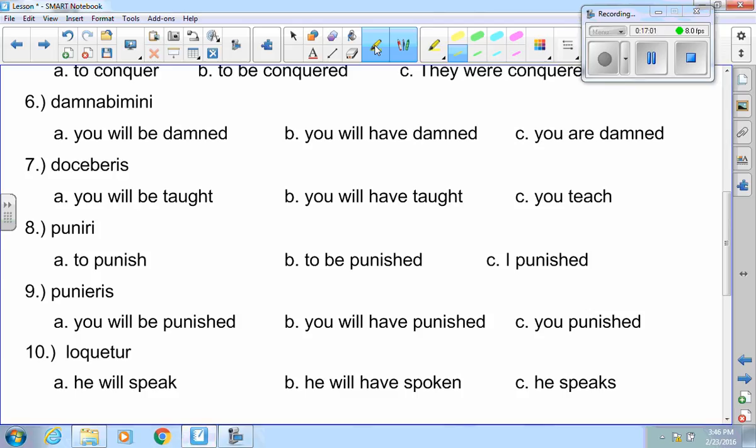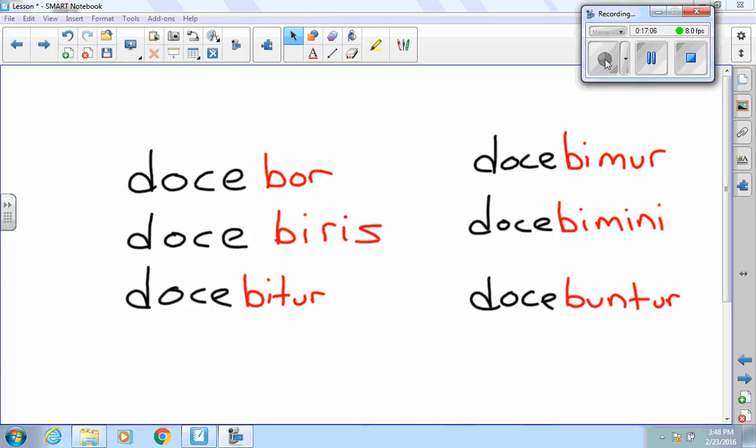We haven't really talked about the docaberas. I want to look at that real quickly. For the first and second conjugations, this is what I would expect for my future passive. Bor, biris, bitor, bimor, bimini, and buntor. Latin does not like biris, B-I-R-I-S. So it takes it out and it adds B-E-R-I-S. I don't think they did this just to confuse you with the future perfect, but because of the E-R-I-S, it does look like it's the future perfect. It is not, because it doesn't use the perfect stem.